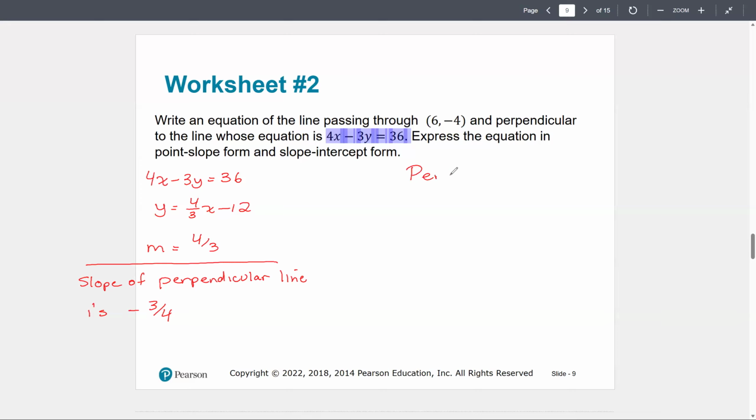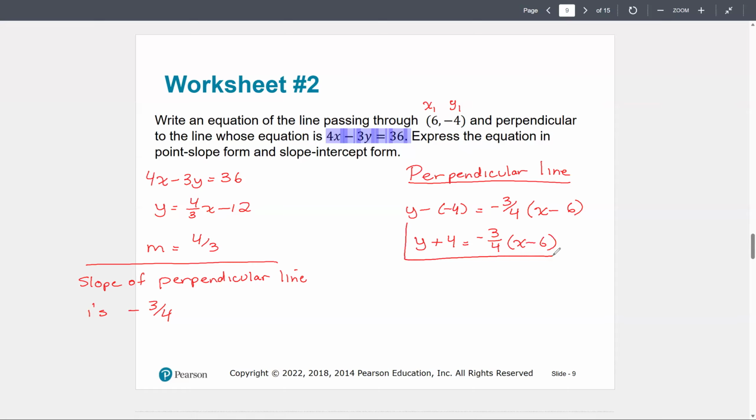So my perpendicular line is y minus y1 equals m times x minus x1. So remember, this is x1, y1. So this is going to be y minus negative 4 equals the slope of the perpendicular line, which is negative 3/4, times x minus x1, which is my 6. So we get y plus 4 equals negative 3/4 times (x minus 6). And there's my point slope form.